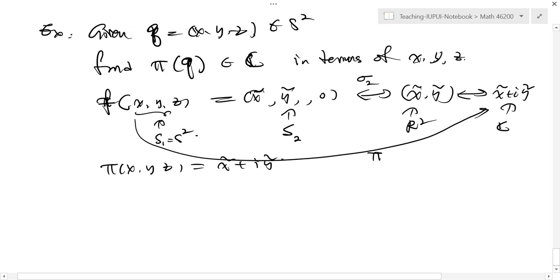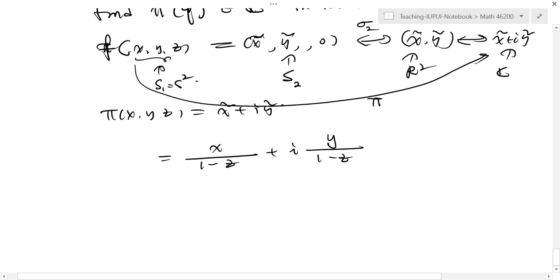Ignore all the stuff in the middle. So we already know the formula: x tilde is x over 1 minus z, y tilde is y over 1 minus z. That's it. It's very simple. Very often we use the inverse of that, not this direction. But if you want to project everything on the sphere onto R2 or onto C, this is the map you're going to use. We call this projection. So whatever picture you see on the sphere, you can get the projection of the picture on R2.